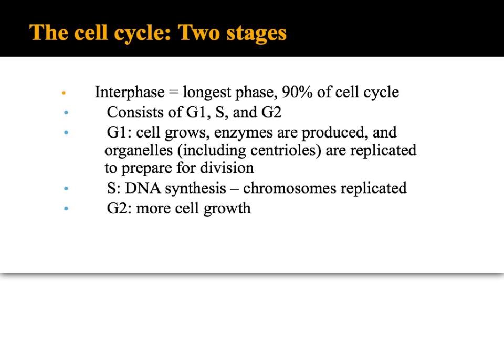Then S phase. S stands for synthesis. Remember, we've seen this word many times this year so far. Synthesis means to build something. So in the synthesis phase, we're going to be building a new copy of our DNA. We're going to be going from chromosomes that look like this, just one copy of the chromosome, and we're going to replicate them. Then our chromosomes are going to take this X shape, like you saw in the video from yesterday. Once we have two copies of each chromosome, now we're ready to make our two cells. Then finally we get to the last phase of interphase, which is G2, where the cell gets just a little bit bigger. Okay, so that's interphase.